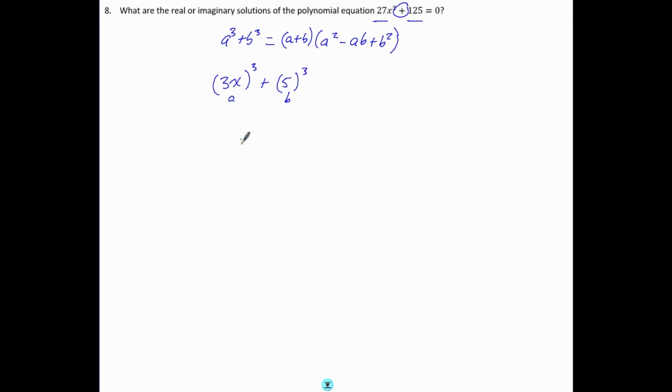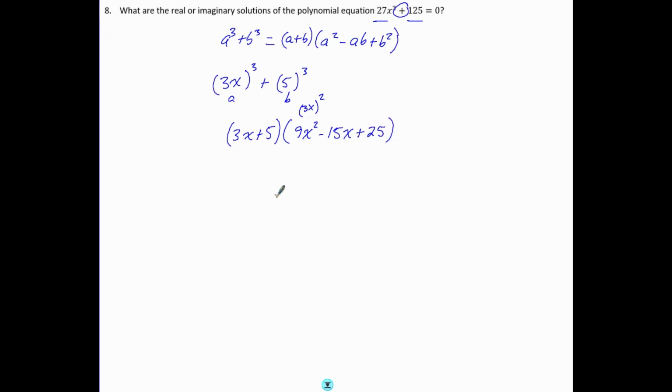So a is going to say 3x plus 5. And then we're going to have a squared, so that's going to say 9x squared. Because what's happening here is you're going to want 3x in parentheses, and then that's what gets squared. So 3 squared is 9, and x squared is x squared, minus a times b, so 3x times 5 is 15x. And then b squared, so 5 times 5, that'll get us 25.